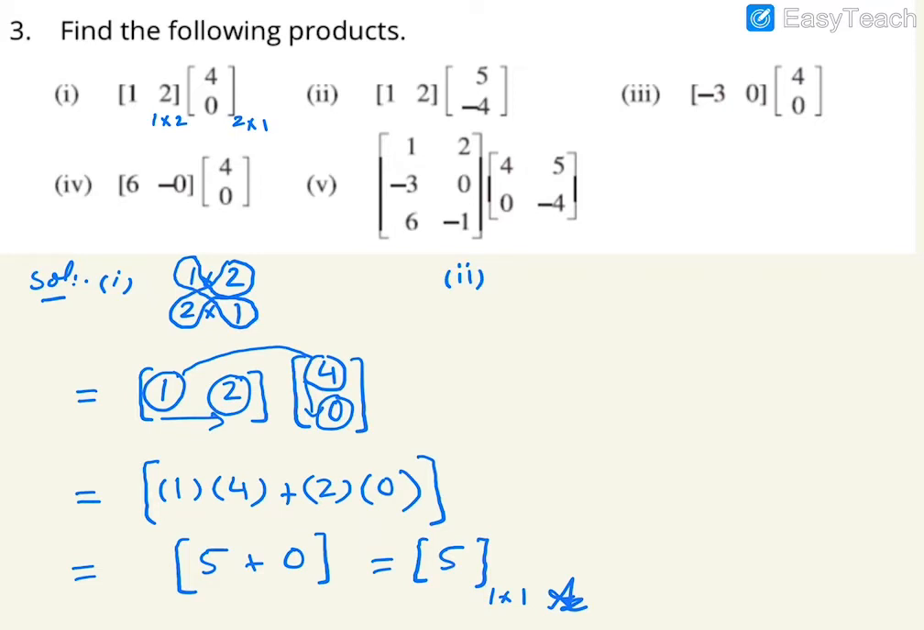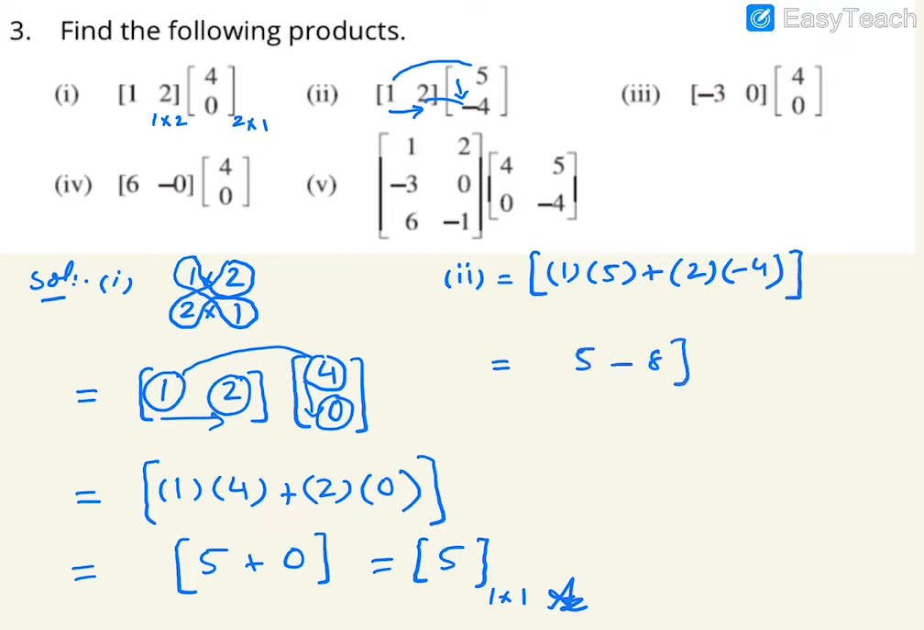Part 2. Same, 1 into 2 and 2 into 1, so multiplication is possible. So how will we multiply? This row will multiply with this column, 1 with 5 and 2 with minus 4. 1 with 5 plus 2 will be multiplied with minus 4. So 5 minus 8 is equal to minus 3, and it has one row and one column. So this is the answer for part 2.